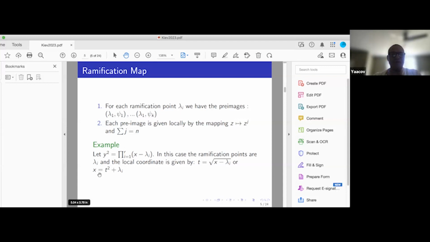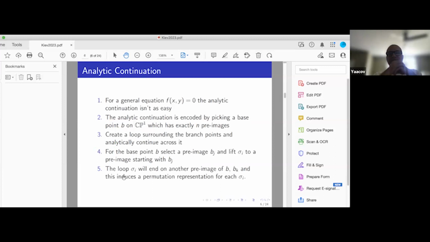And when people do serious analysis with algebraic curves, let's say hyperelliptic curves, in the classical era, they all start by looking at this local coordinate. So this is not a hoax. These people actually can use it. Okay. Now, for a general equation, I assume that we all know what analytic continuation is.